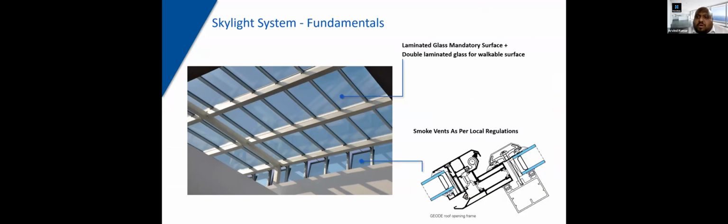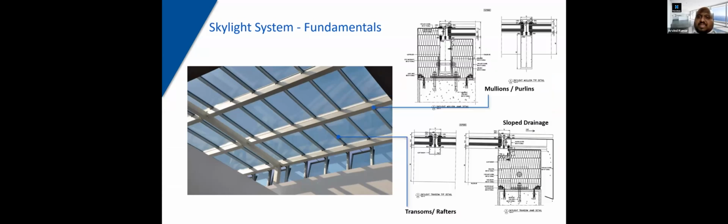Like the curtain wall, where we have mullions and transoms, we have here purlins and rafters. So your purlins are really running across, taking on the majority of the loads, and your rafters are behaving as guides for the glass to be held in place. So you have to consider two things. One is the slope drainage for the water to drain out.